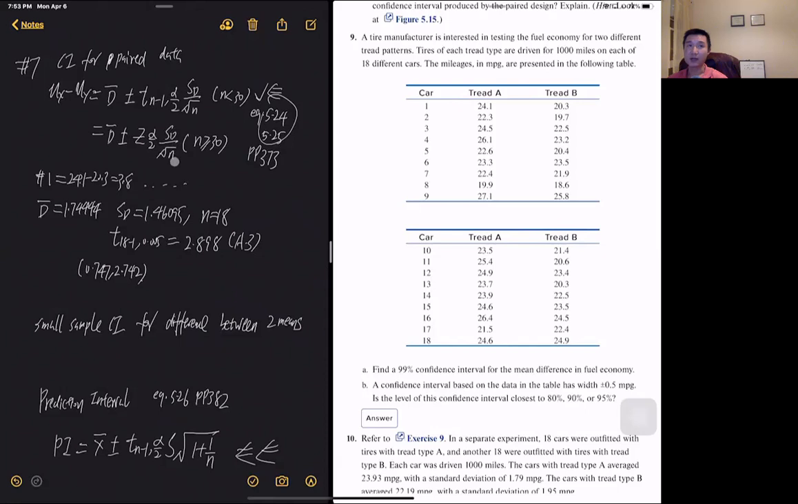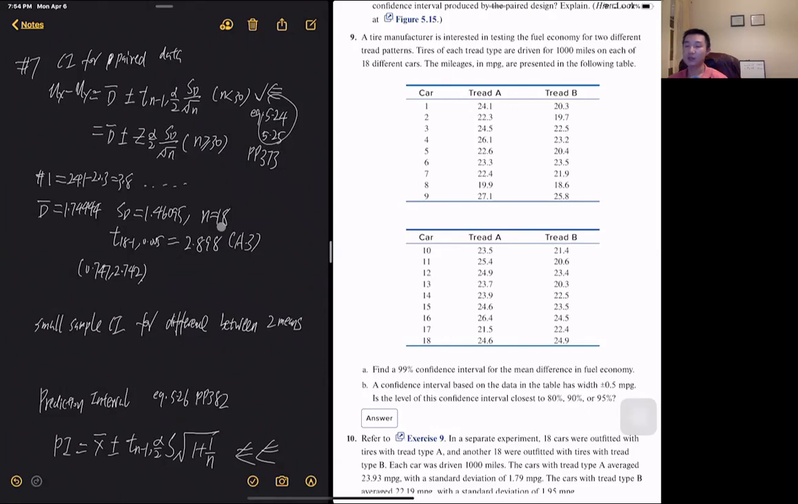This is the sample size. So let's see, for the first car, the difference is between 24.1 and 20.3. So the difference is 24.1 minus 20.3, which is 3.8. We can calculate the difference for the remaining 17 cars, and then calculate the average of the difference. The average of the difference is 1.74444, and easily we can also calculate the standard deviation of the difference based on these values. It's 1.46. Sample size is 18.